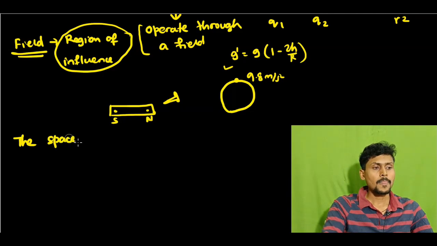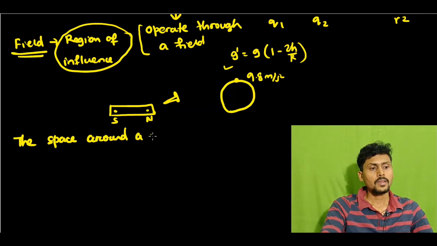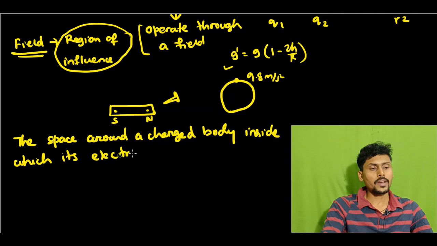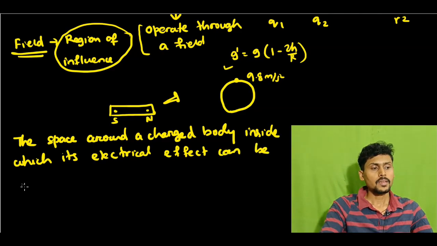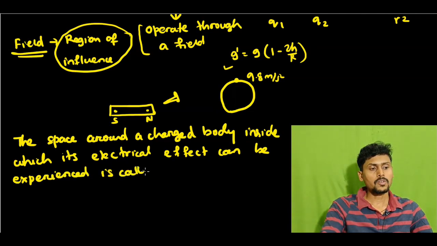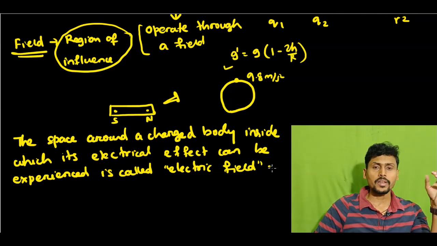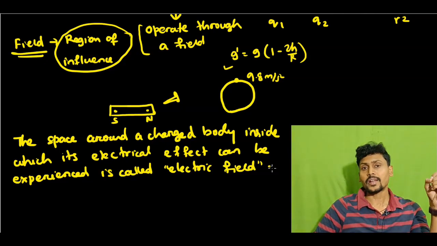the space around a charged body inside which its electrical effect can be experienced is called electric field. Okay, so you have to remember this definition, that electric field refers to a space, or you can say a region around a charged body inside which its electrical effects can be experienced.